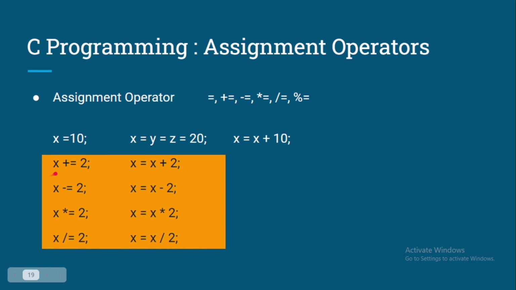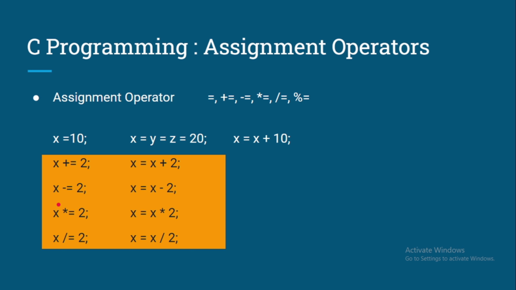Then we have x plus equal to 2. What is the exact meaning of that? x plus equal to means x is equal to x plus 2. For example, if the value of x is 1, then x plus equal to 2 makes x 3, because x is equal to 1 plus 2, which is 3.